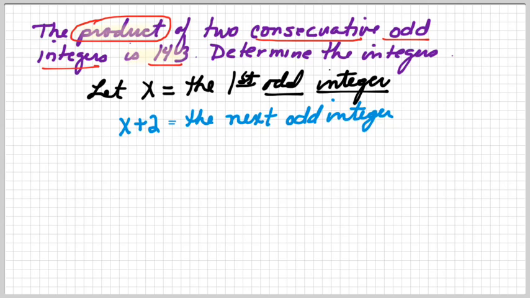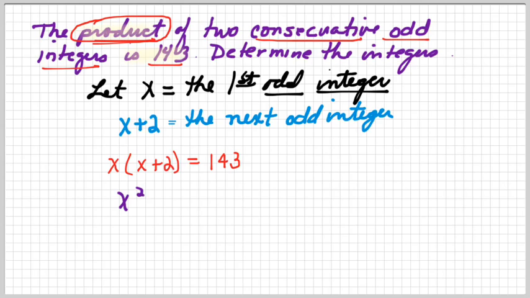And then once I've defined them, I start to look for clues inside the problem as to an equation that I can write. In this case, the clue is product of the two consecutive integers. Well, I've defined the two integers as x and x plus 2. It says it is 143. So there's my equation, and now it's just a case of solving that.